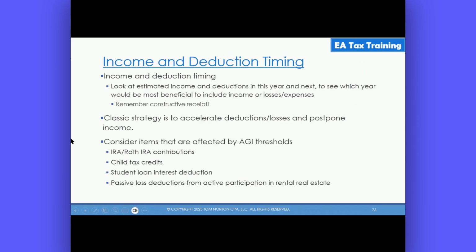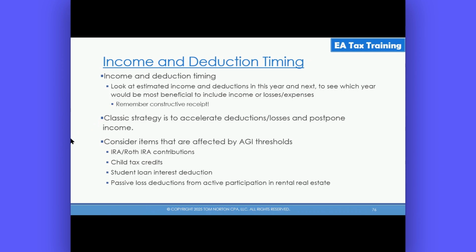One of the things you will want to keep in mind when you're doing your projections is income and deduction timing. So you want to look at your estimated income and deductions for the year and for next year and see which year might be most beneficial to include income or losses. Now, you do want to remember constructive receipt. You can't just hold on to a check that you received in December and deposit in January and say, look, I don't have to pay tax until next year. That would be considered income in December. However, there are certain times when you have some control over when you receive income that we will talk about. And so you want to look at that.